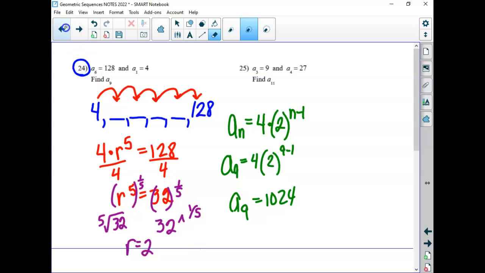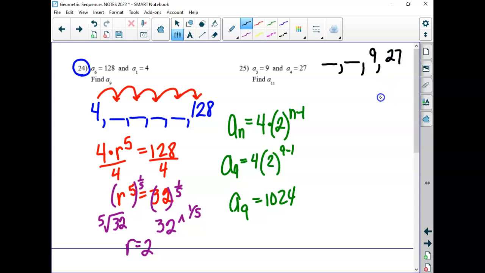All right, then which one did I say we should do next? 25. Can I squeeze it on here, guys? This time they tell us which terms. We don't know 1, we don't know 2. We know 3 is 9 and 4 is 27. That's kind of good news because it means what? How many times did they multiply by something? Yeah, just one time, right? And it was 3 that they multiplied by to get from that term to that term. So R is 3.